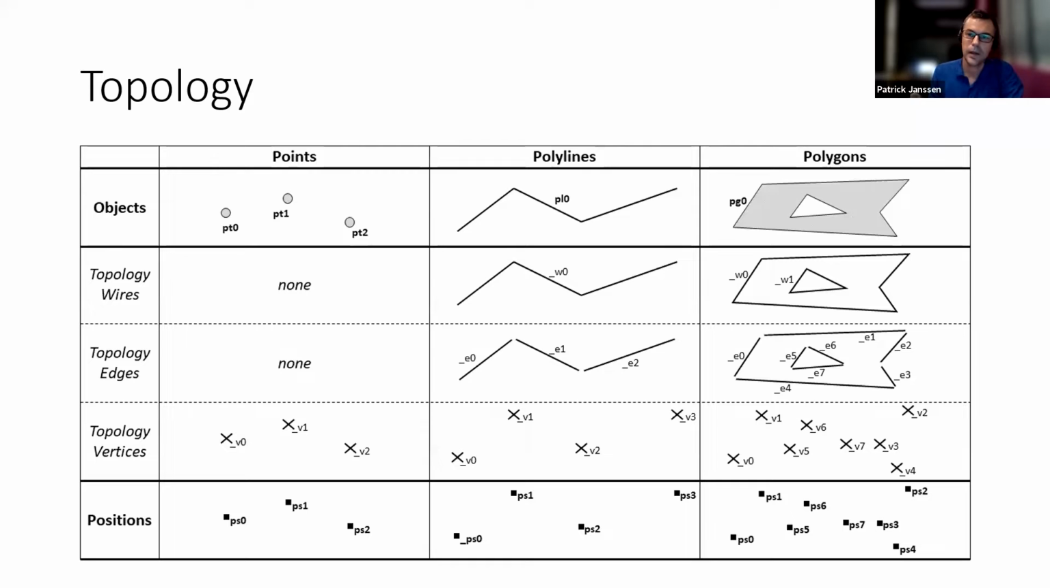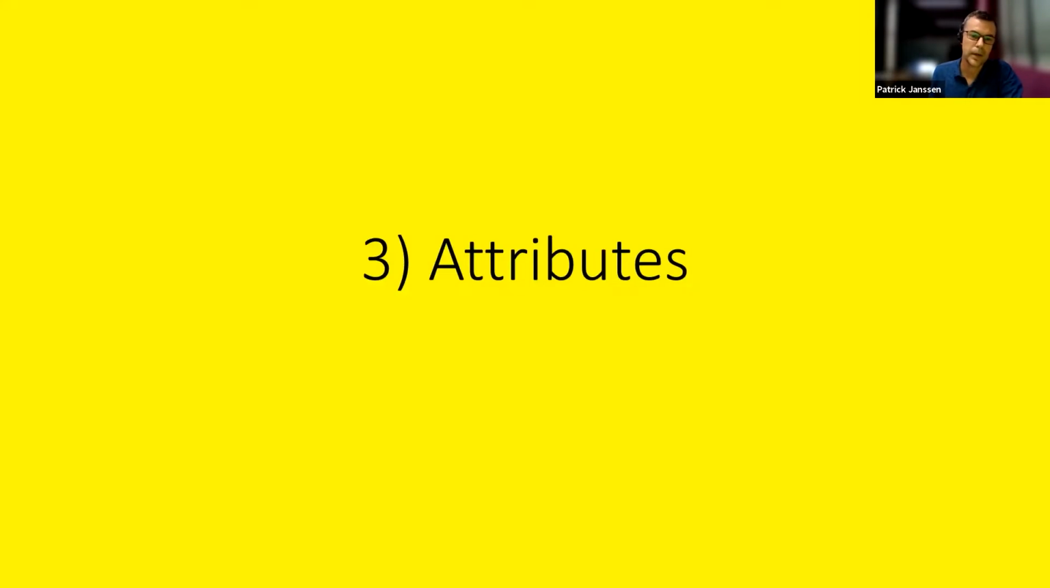But what this means is that when you're modeling, if you have a geometric object, you can always dive into it and extract out a wire or an edge or a vertex, and use those for other kinds of modeling operations. So this topology becomes very powerful. I will come back to this topology when we talk about attributes.